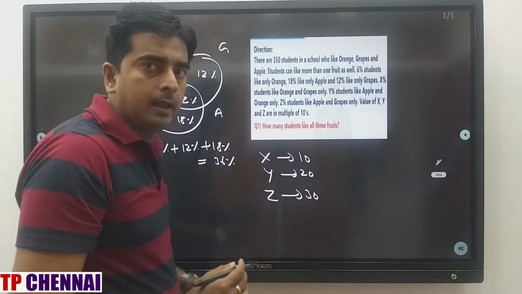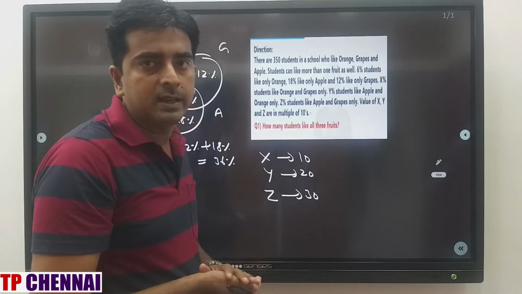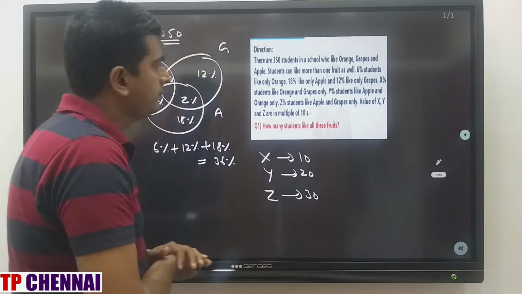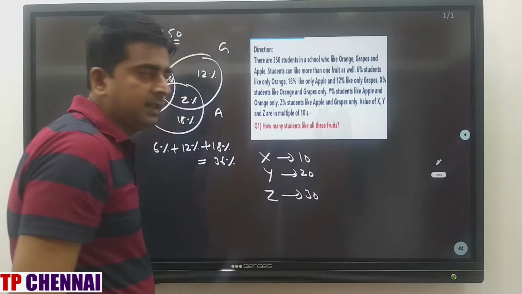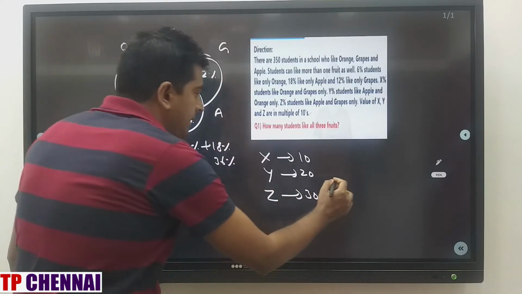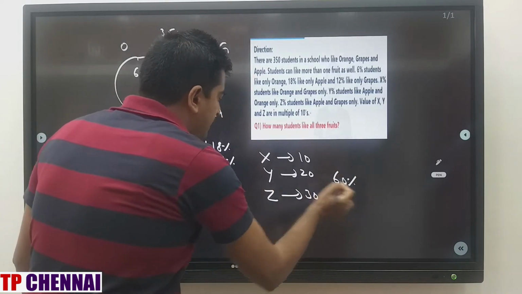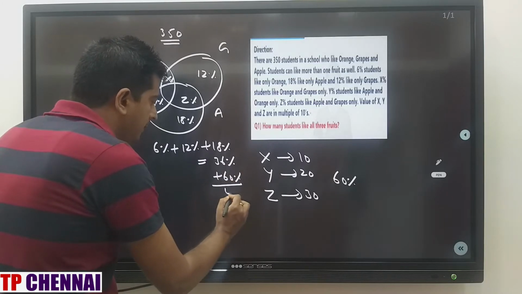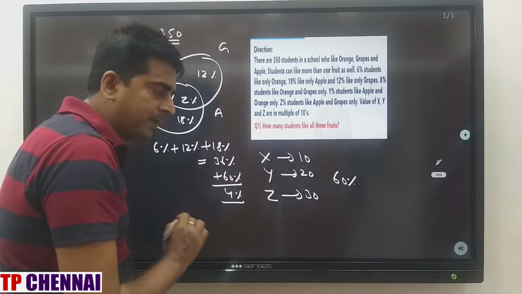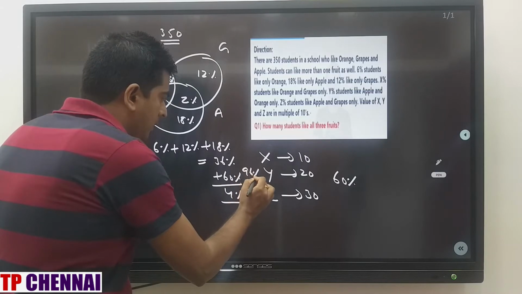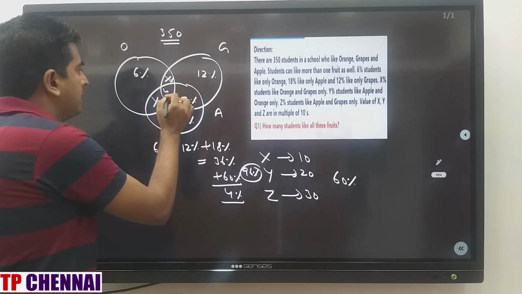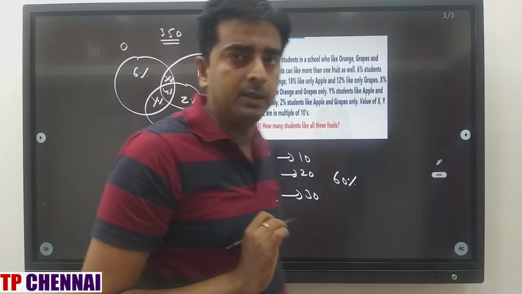I am assuming X as 10. It doesn't mean that the X value is 10. I took the minimum value here. So 10 plus 20 plus 30 is how much? 60. This is 60%. 60% plus 36% is 96%. Total is 100%, so the remaining is 4%. 4% is nothing but this. I hope everybody is clear.